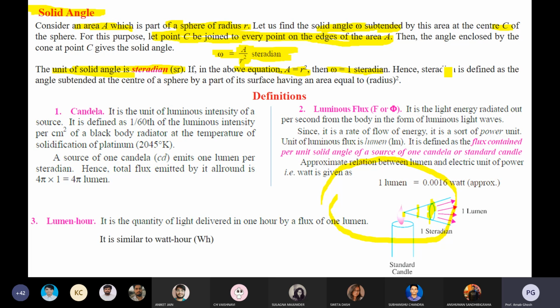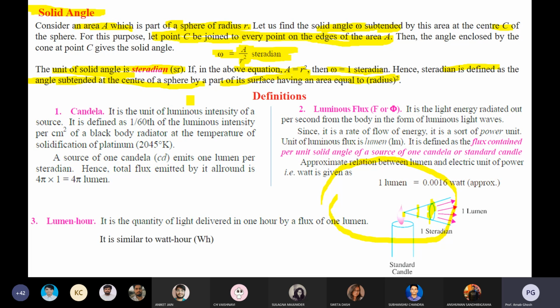Hence the steradian is defined as the angle subtended at the center of a sphere by the part of a surface whose area is equal to radius square. So the area is defined in that way, covered by the radius, with that area A.